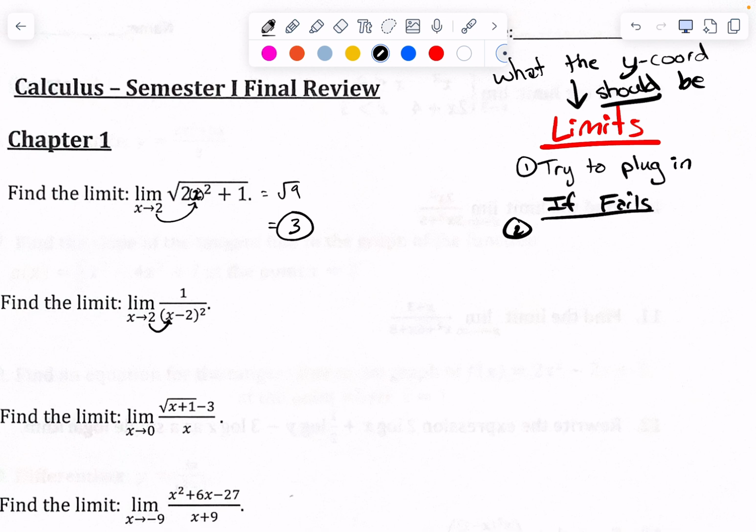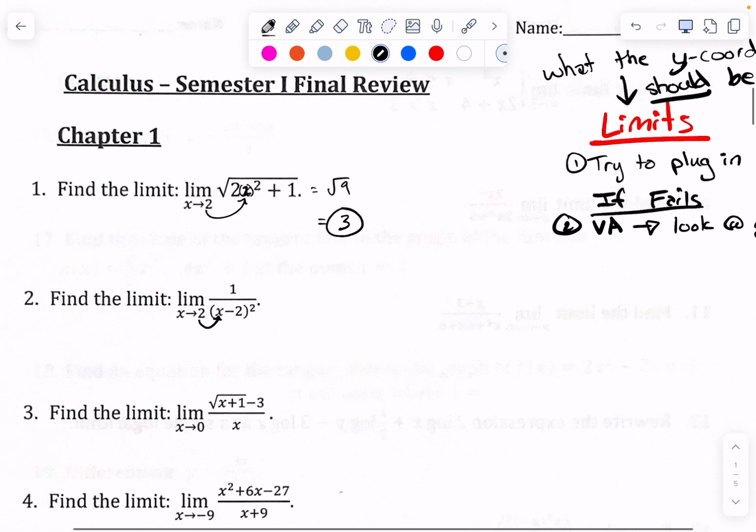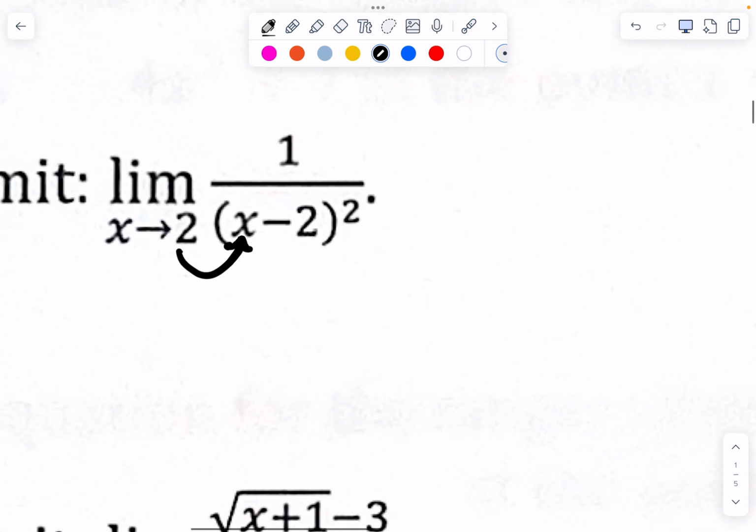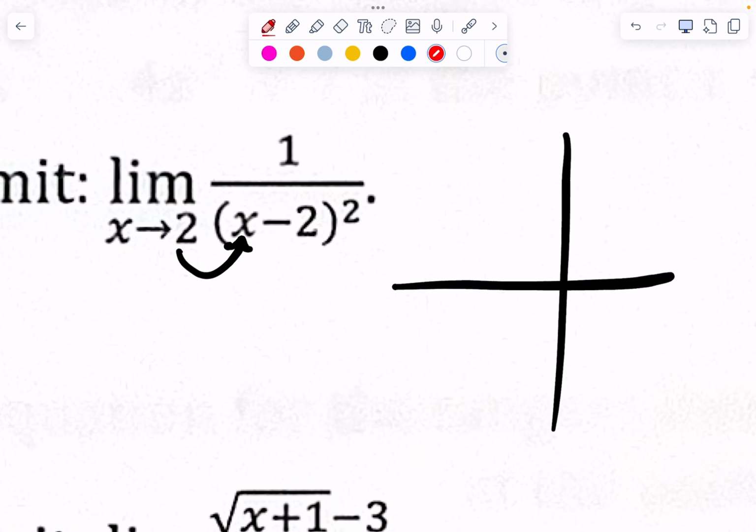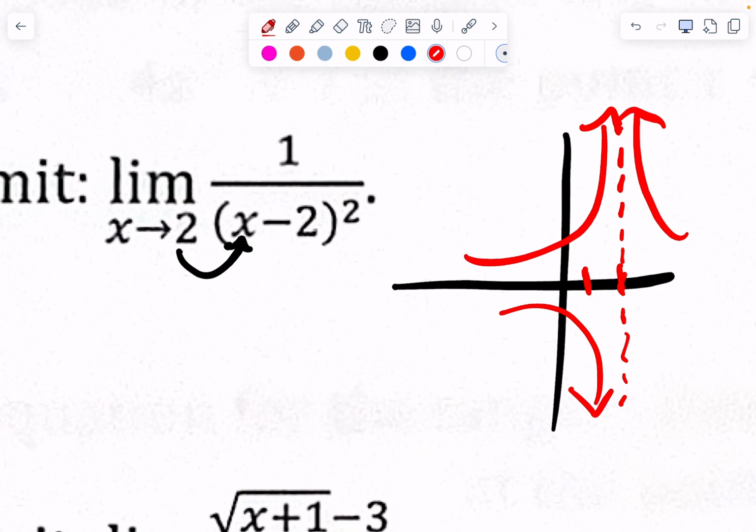Number 2, it could be a VA, right? So you have to know whether it's a VA or a hole. If it is a VA, look at the graph. So we'll talk about what the graph looks like here in a second, okay? So if it's a VA, we're going to look at the graph, all right? I know that there's a VA at 2. I know there's a VA, okay? So I don't know, actually I do know, something is happening. Like either it's going like this, or like this, or like this, or like this, right?